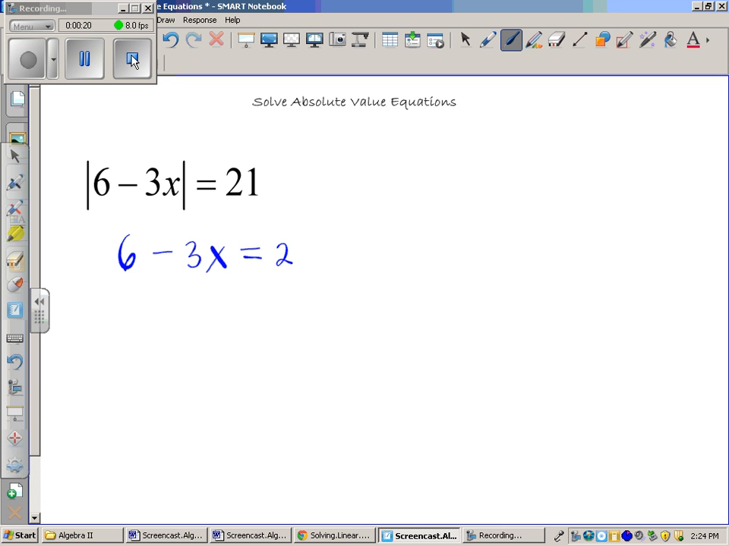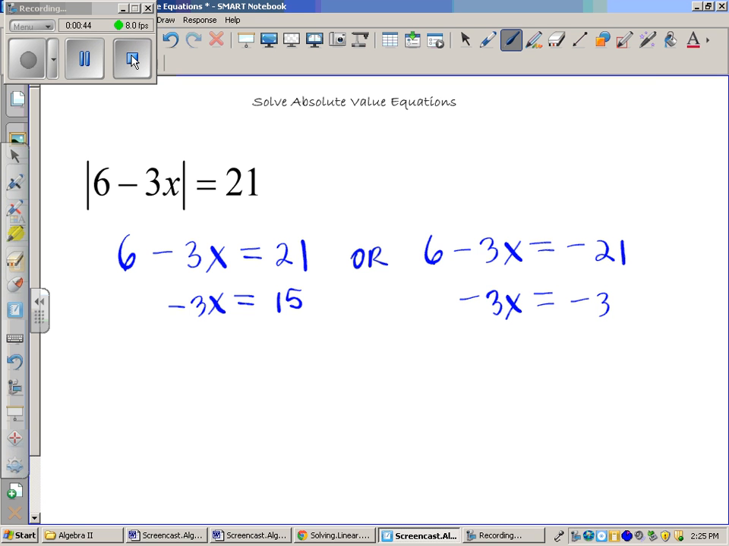So we start by writing an equation that looks just like the original without absolute value on it. And we write an OR and say that it could also equal a negative 21, as a review from last year. Now we're solving two equations separately by doing inverse operations. Subtracting 6 from both sides gets me to a negative 27 and a positive 15, and dividing by a negative 3 gets me to negative 5 and positive 9.